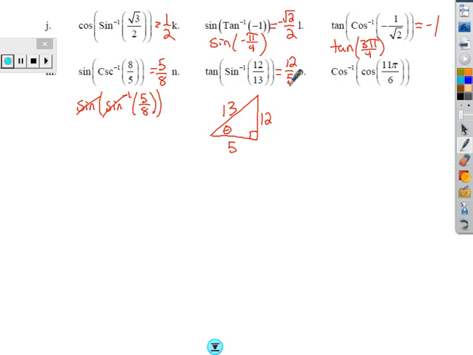Last but not least, the cosine of 11 pi over 6, well, that's root 3 over 2. So I'm looking for the cosine inverse of root 3 over 2, and that, of course, is pi over 6.